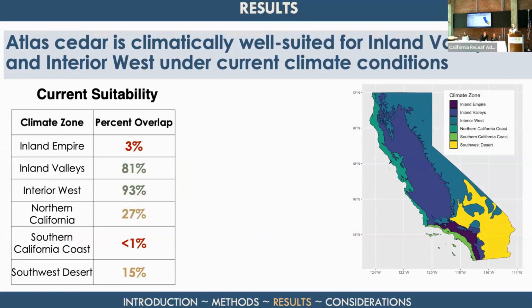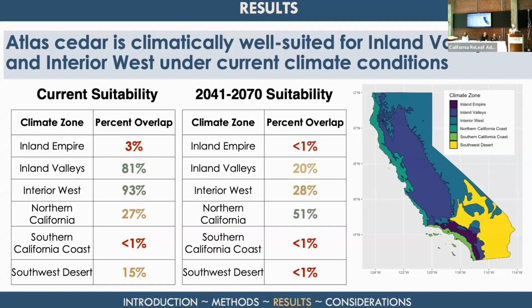And so for the Atlas cedar, we can see based on this analysis that the inland valleys and the interior west are relatively well suited, meaning that the climate is relatively similar to the climate of the native range of the Atlas cedar. Northern California and the Southwest desert are moderately suited under current conditions. But we can see that those change as we use future predicted variables.